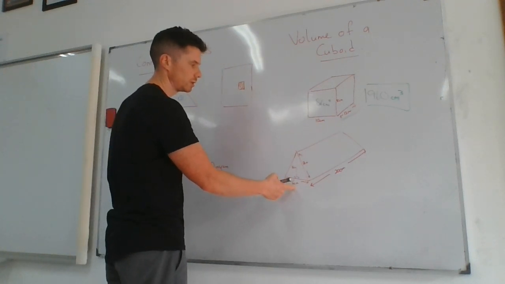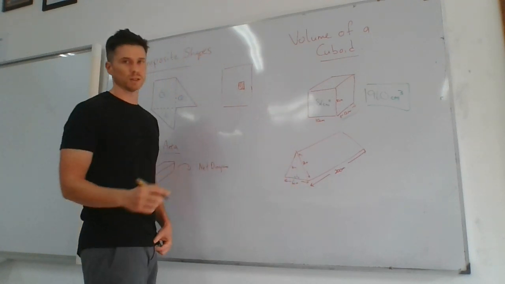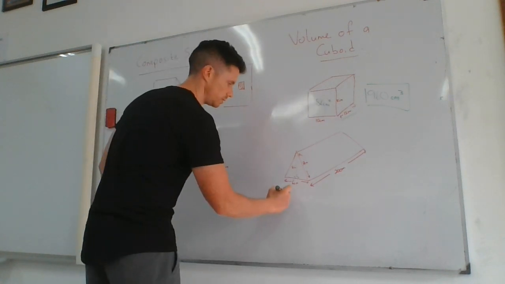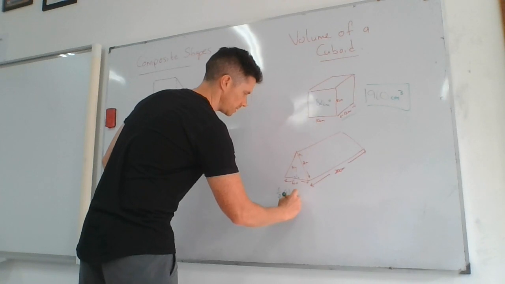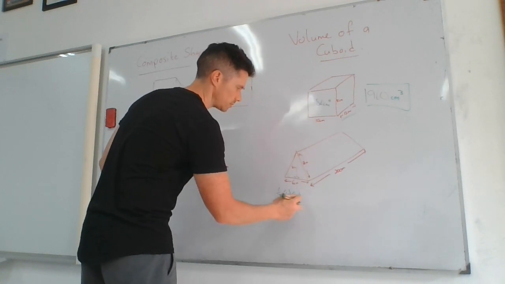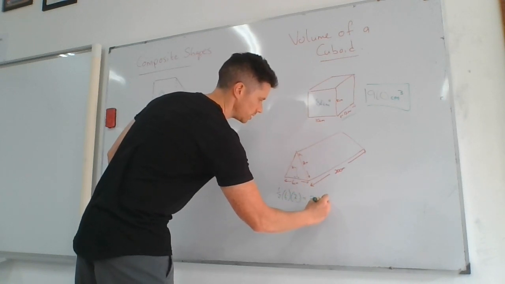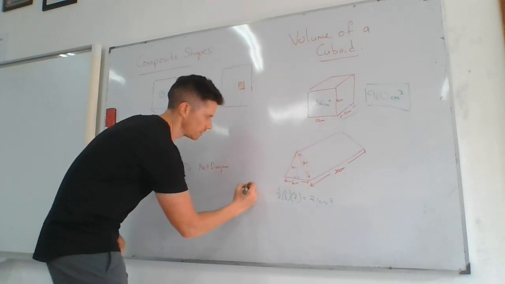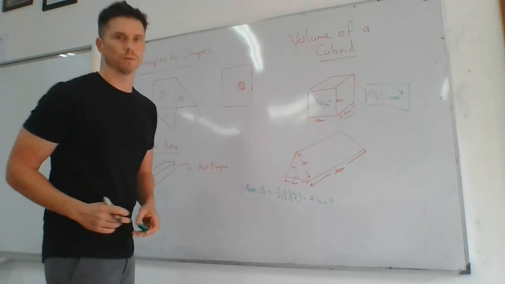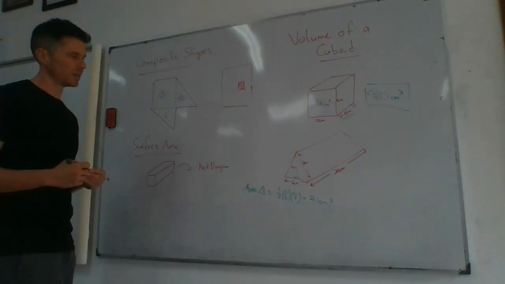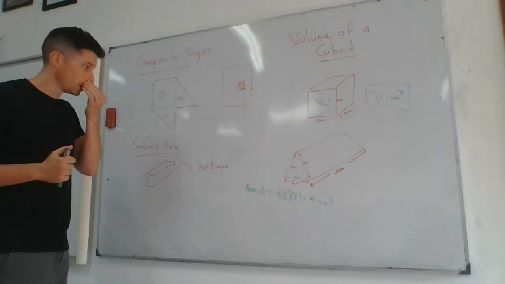Half the base, which is 3, times 7, which is 21. So it's half of 6 times 7. So half of 6 is 3 times 7 is 21 centimeters squared. And that's the area of the triangle. I'm going to use a triangle symbol for short. Okay, so the area of the triangle is 21.